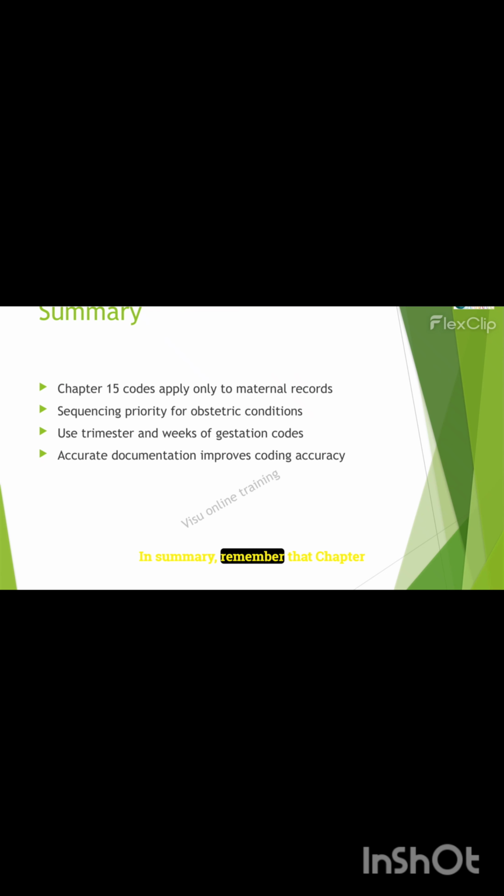In summary, remember that Chapter 15 codes are for mothers only and usually take sequencing priority. Accuracy depends on correctly identifying the trimester and weeks of gestation and having clear documentation from the provider.